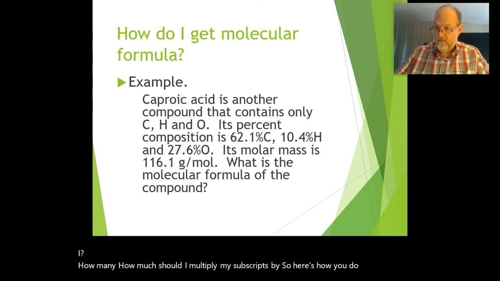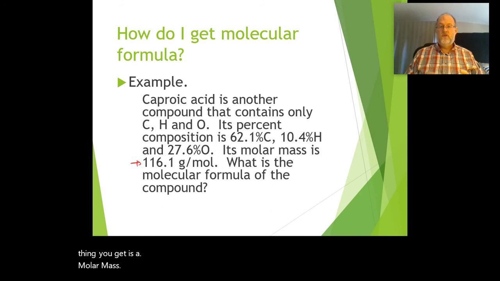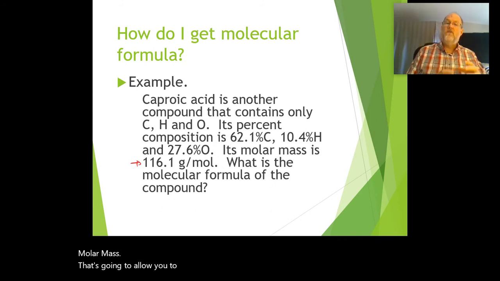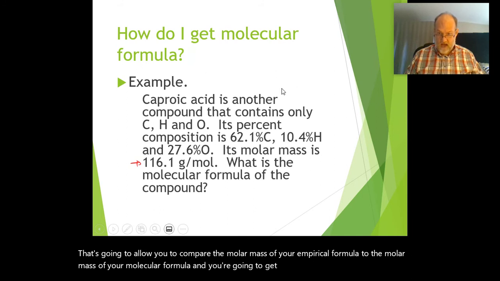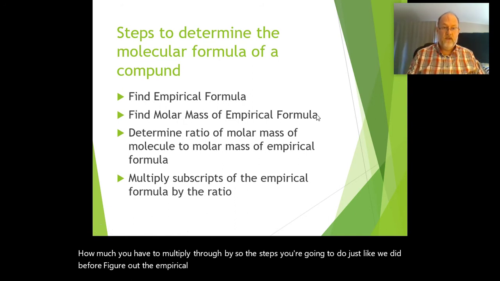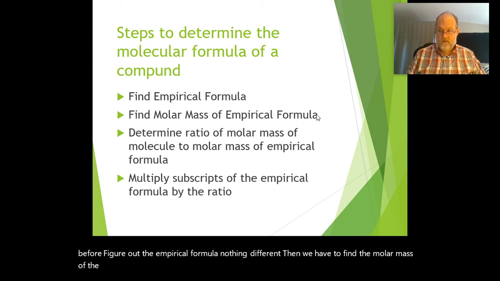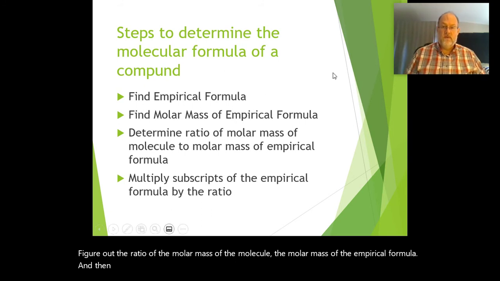The last thing you get is a molar mass. That's going to allow you to compare the molar mass of your empirical formula to the molar mass of your molecular formula. And you're going to get to determine how much you have to multiply through by. So the steps: you're going to do just like we did before, figure out the empirical formula, nothing different. Then we have to find the molar mass of the empirical formula. Figure out the ratio of the molar mass of the molecule to the molar mass of the empirical formula. And then we're going to multiply through all the subscripts. So let's look at this example.